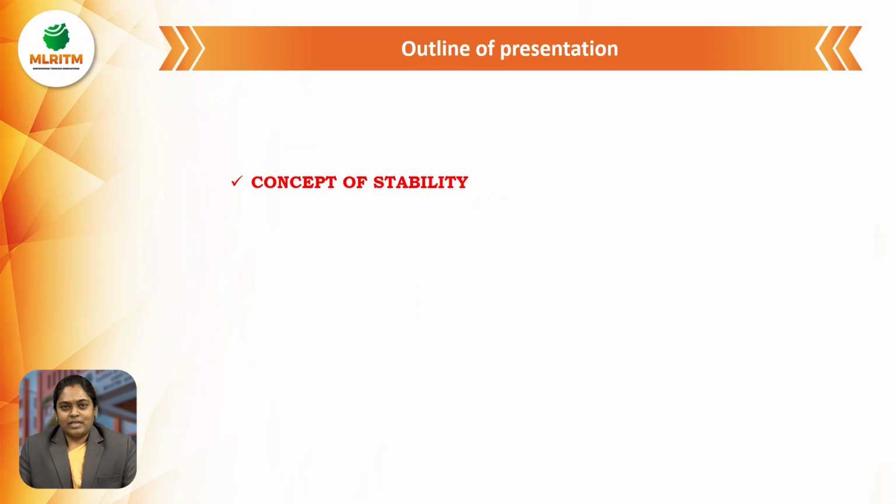What is meant by a stable system? When will you say a control system is a stable system, and how to find out whether the given system is stable, unstable, or marginally stable? And depending upon the expressions, whether in the time domain or in the Laplace domain, from that we can directly say whether the system is stable or unstable.